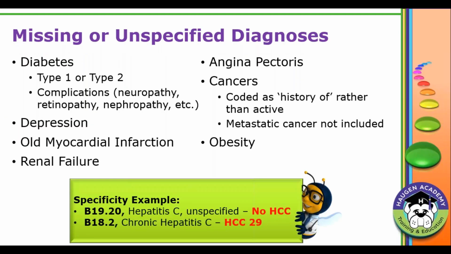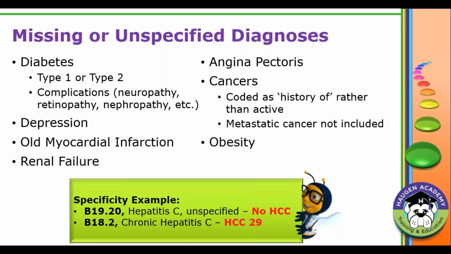Okay, so some of the missing or unspecified diagnoses, these are kind of the most common ones that we see. Diabetes is a type 1 or type 2. We don't want to use an unspecified one. And then if they have complications, so any manifestations of the diabetes, because remember, those are going to be a little bit higher HCC score. And then depression, if they have an old myocardial infarction, renal failure, and then cancers, the big one is metastatic cancer.